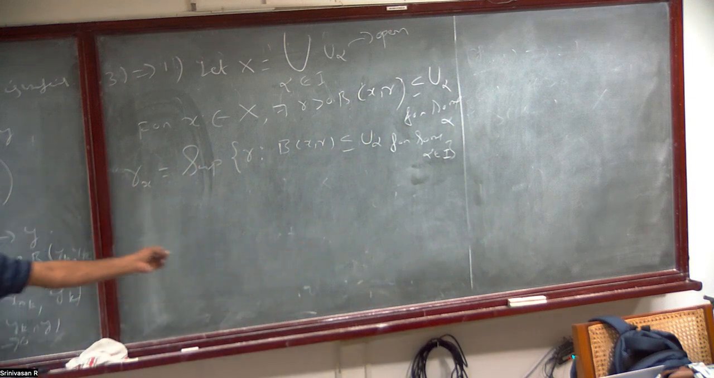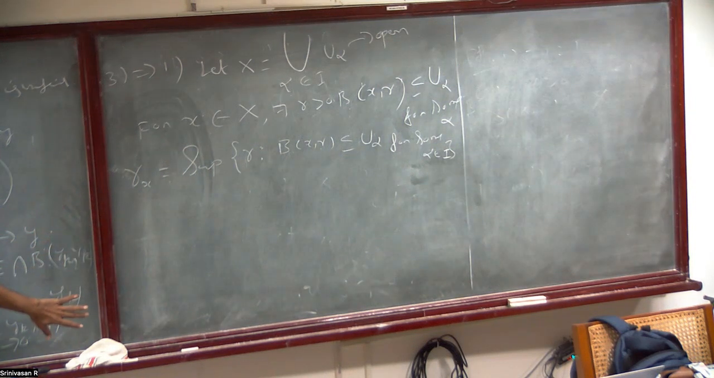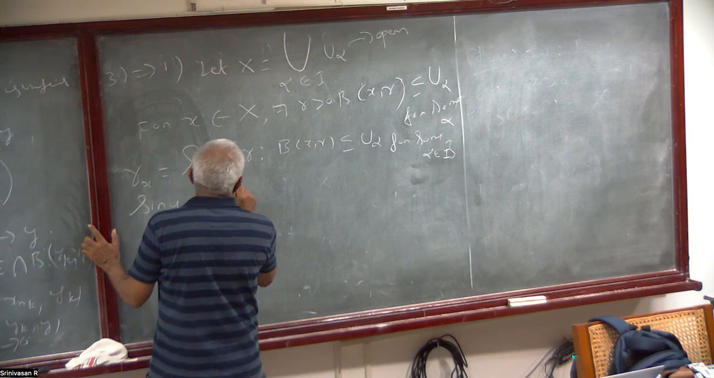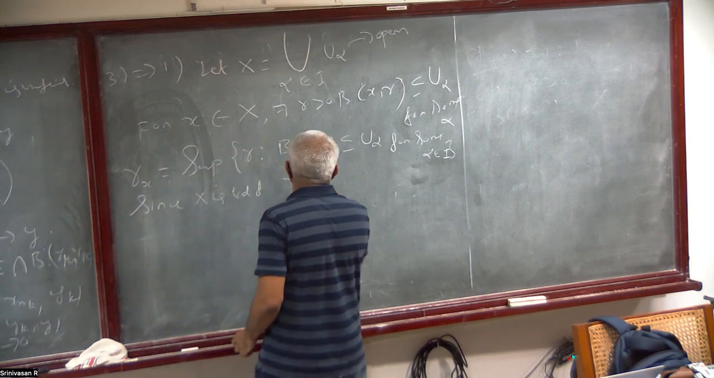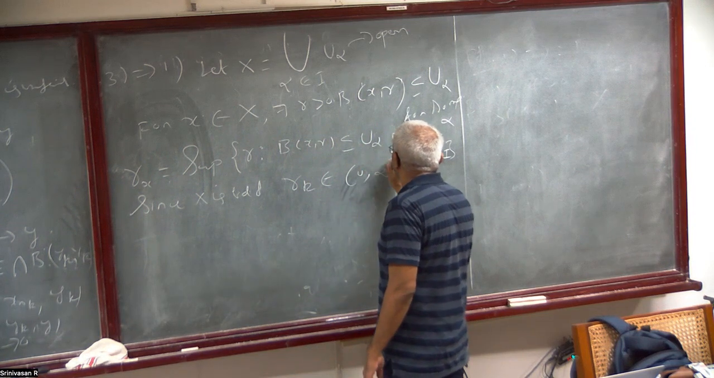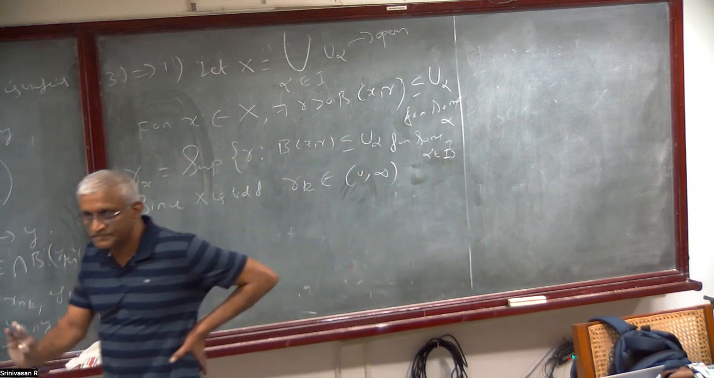Now you take the supremum over all, which is positive. Since X is compact, it is bounded, so this cannot be infinite. Since X is bounded, Rx is a real number. It's not infinity.